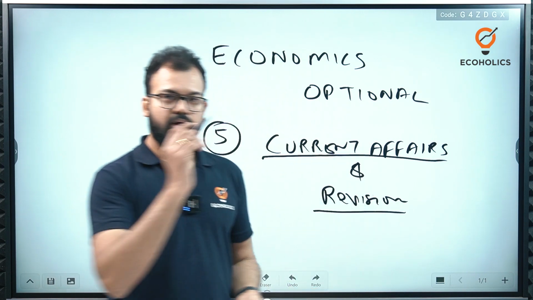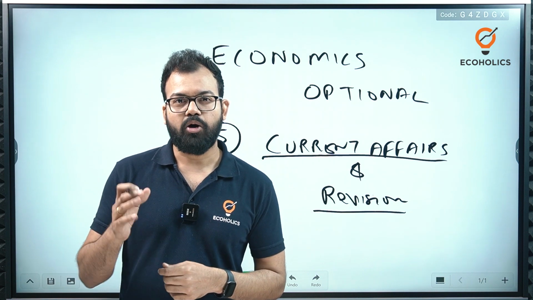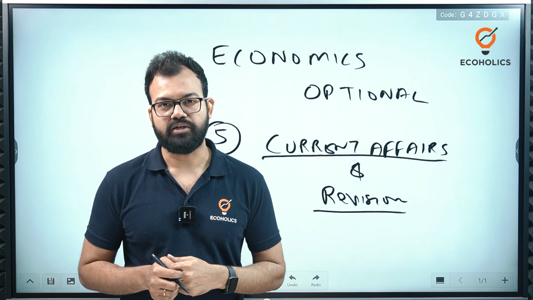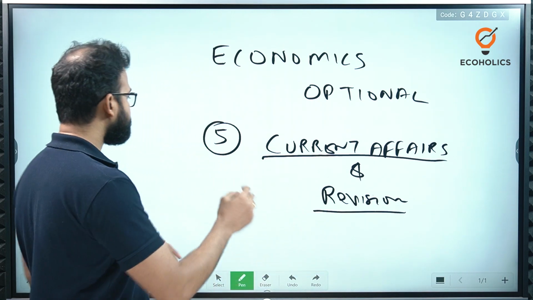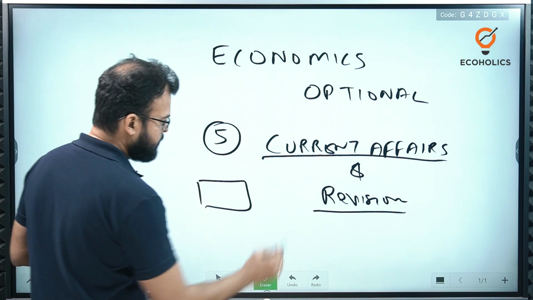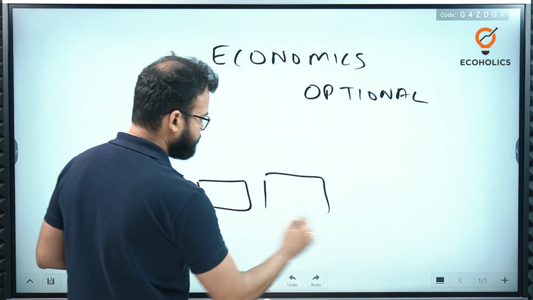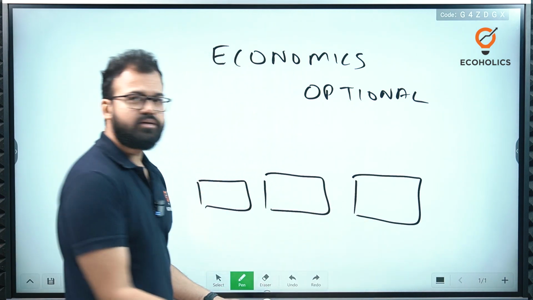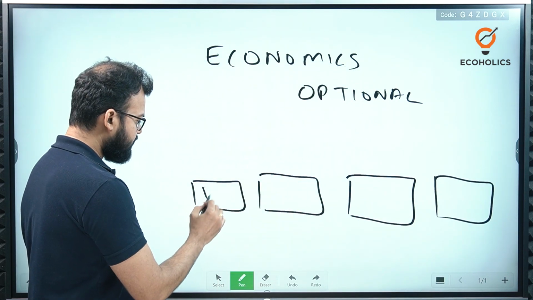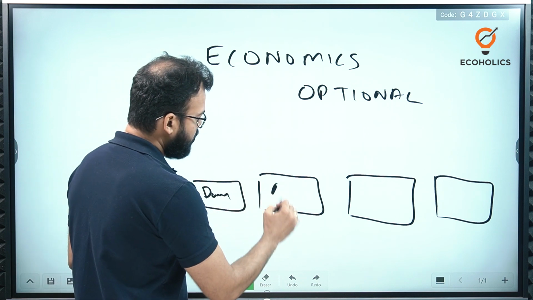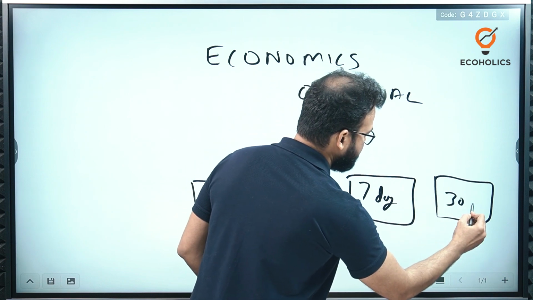Next is revision. For revision, it is very important to have sorted notes. There's a box technique that I teach to the students. I'm telling you right now, this is a very important technique. The box technique is very simple. You make a few boxes, or folders, whatever you want to call them. Here you can write daily, here alternate day, here 7 days, and here you write 30 days.